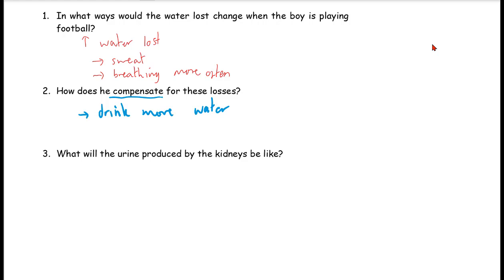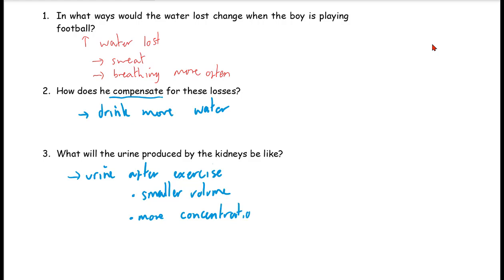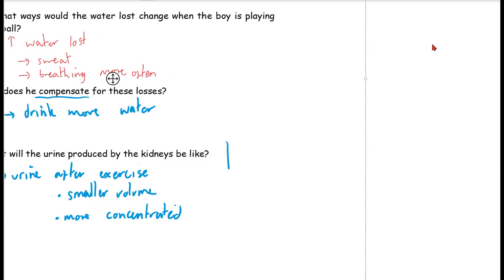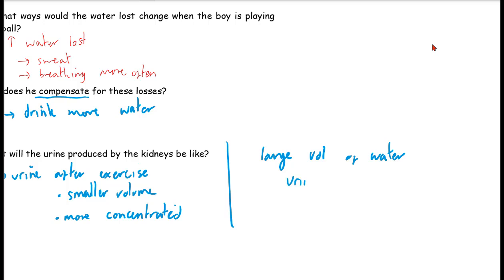Then, what will the urine produced by the kidneys be like? So, if he is losing more water, it basically means that the urine after exercise, now we need to say two things about it. There would be a smaller volume and it would be more concentrated. Now, let's say for example that you get asked what would happen to urine after drinking a large volume of water. The two things that you would say about the urine afterwards would be there'd be a larger volume and it would be more dilute. Or you could say less concentrated.